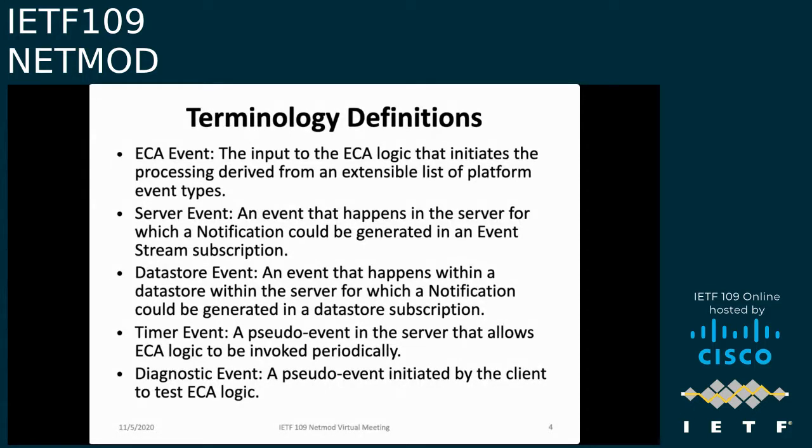So to make sure everybody is on the same page, we introduce several terminologies. The key terminology we introduce is ECA event. It will capture the telemetry subscription data source and use this as input to the ECA logic. For event stream subscription, we introduce a server event, which can trigger generating a notification for event stream subscription. For data store subscription, we introduce a data store event, which can trigger the notification to be generated for data store subscription. We also introduce a timer event and a diagnostic event.